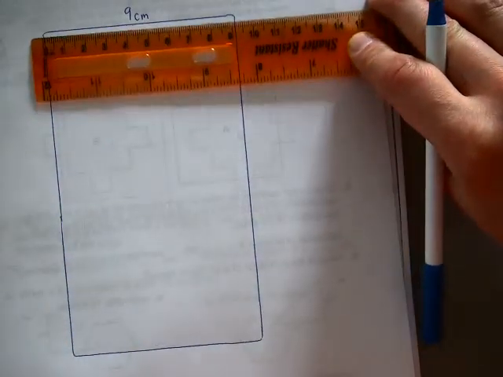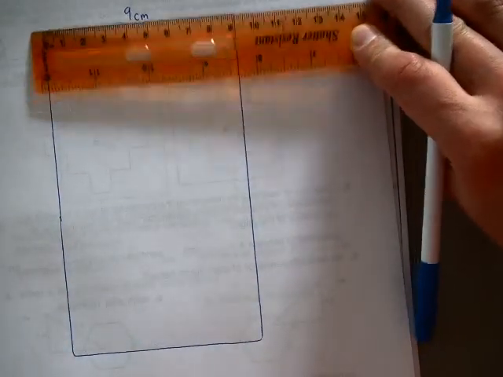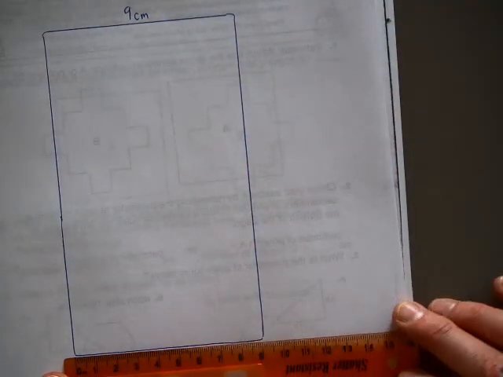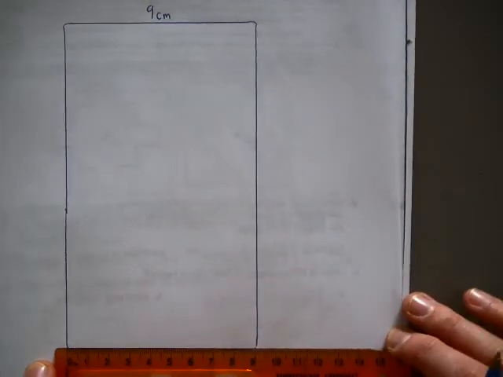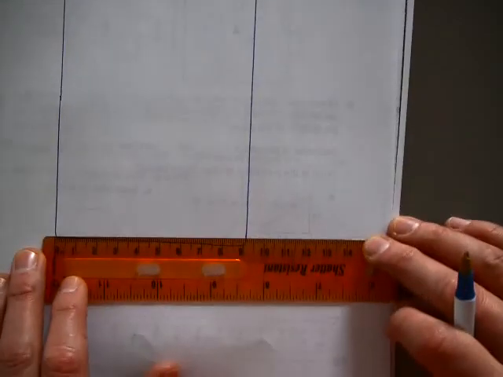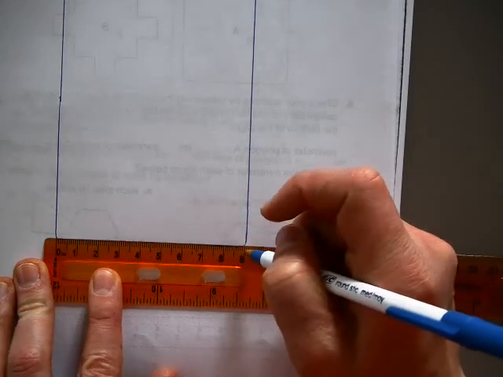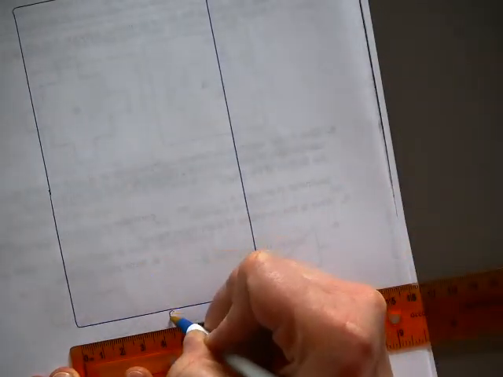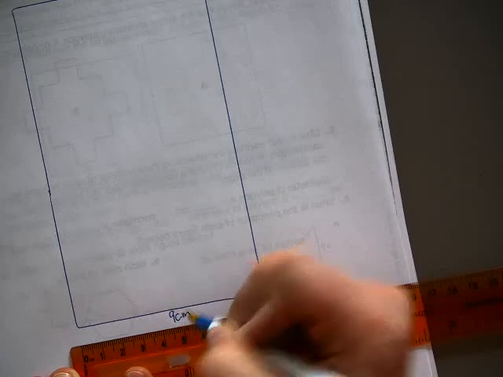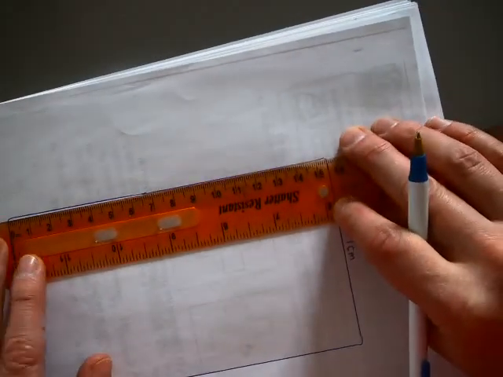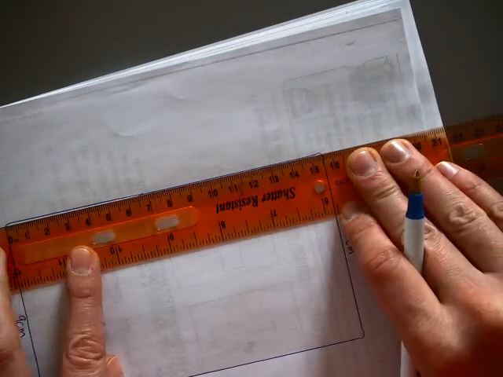Now, in a rectangle, if it's a real rectangle, the top and the bottom are going to be the exact same. But some of these shapes that you're measuring may not be the exact same. So we're going to measure it just to make sure. And if we measure the bottom, we see that that is also 9 centimeters. Now, when we measure the side, I'm just going to turn it right on its side so that I can keep my ruler in the same spot.